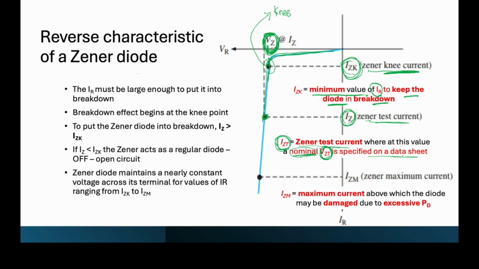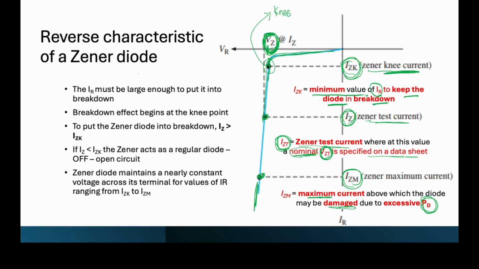And how about IZM? IZM is the Zener maximum current. Meaning that at this point, this is the maximum current that the Zener can produce. Over this, it will make the Zener diode damaged due to the excessive power.